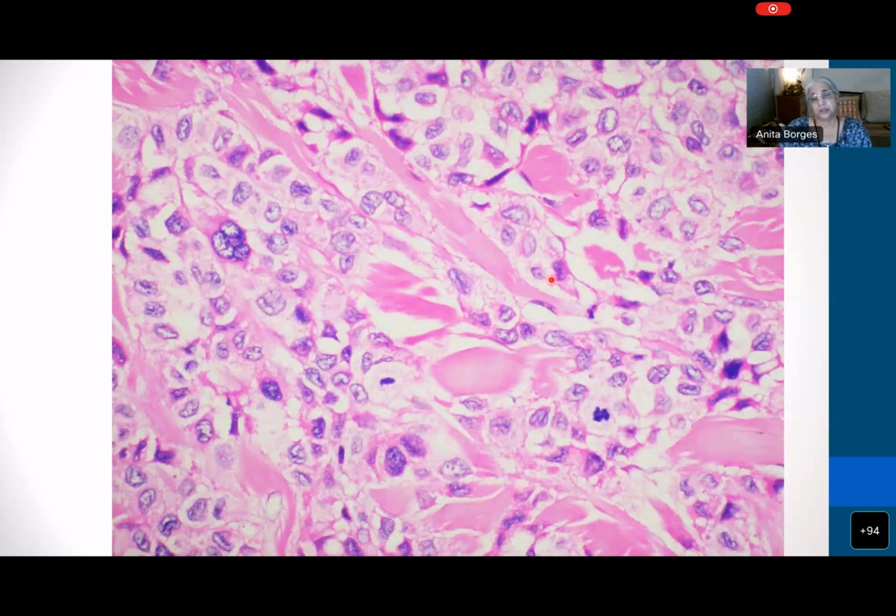What part of the skin do you think this is? It's dealing with the skin, right? Yes, ma'am. So what are these pink things that you see, Gaurik? Collagen fibers. Yeah. So which part of the dermis is this? Reticular. Reticular dermis. Okay.